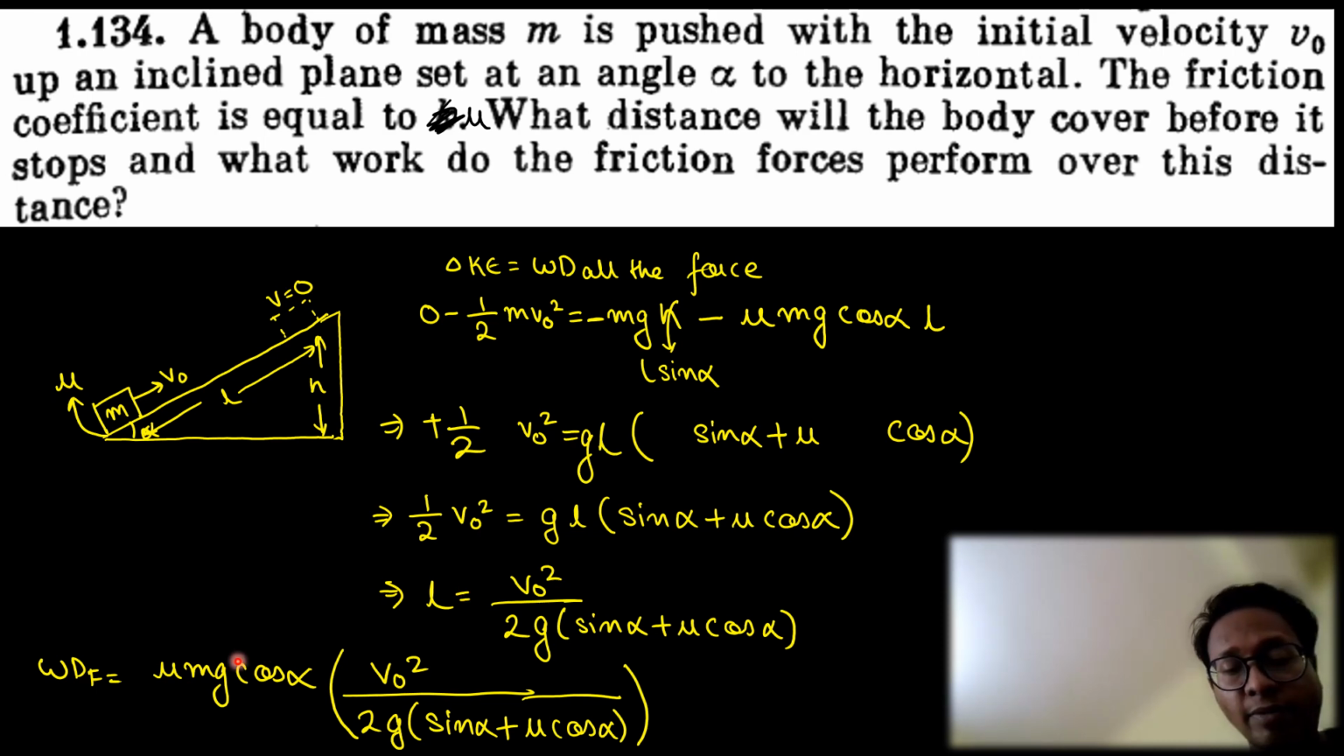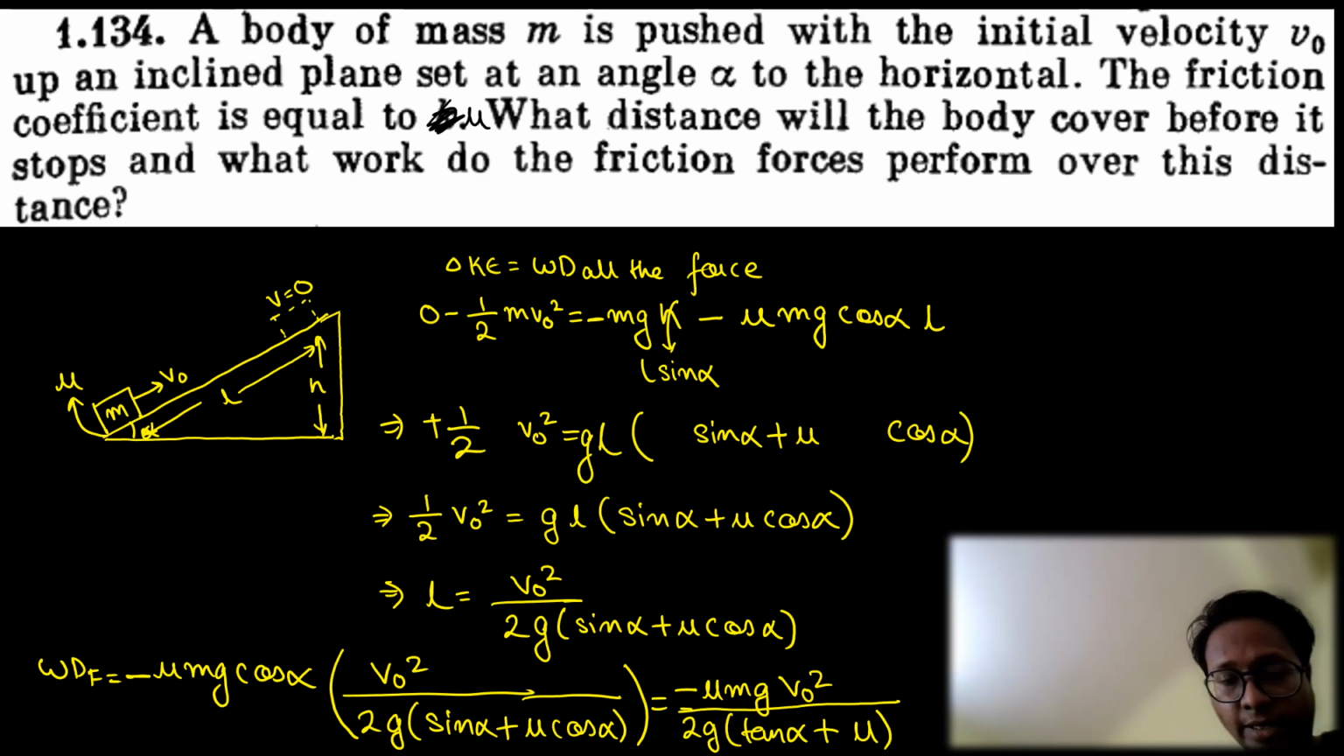Here work done by friction force is negative, no? Because friction force is acting opposite to the direction of displacement. Now what I do here is I take this cos alpha and divide by the denominator. So sin alpha by cos alpha plus mu cos alpha by cos alpha. What I did here was I took this cos alpha and divided it here and here, so we get this answer.